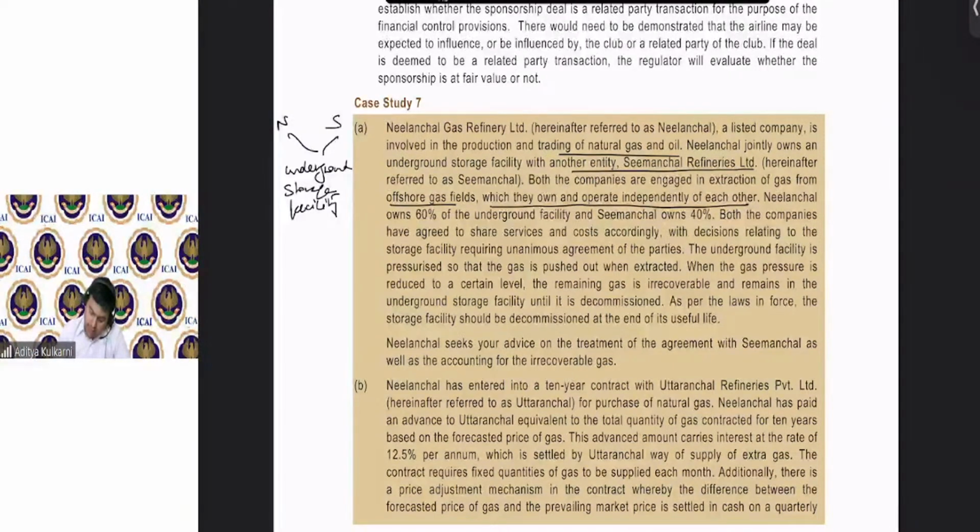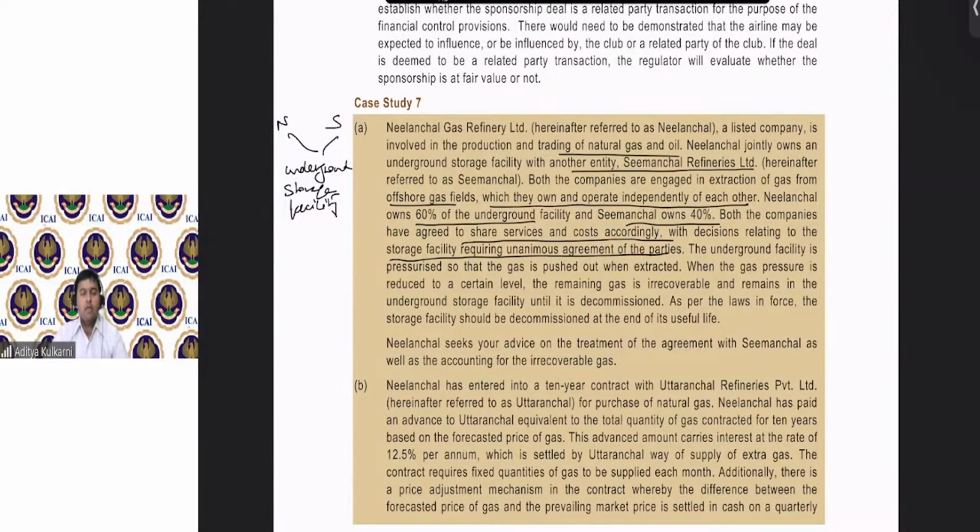Neelanchal owns 60% of the underground facility. Seemanchal owns the remaining 40%. Both the companies have agreed to share services and costs accordingly, with decisions related to the storage facility requiring unanimous agreement of the parties. You tell me now, you have studied joint control, joint ownership, joint arrangements, joint ventures. You have studied everything, you know everything.